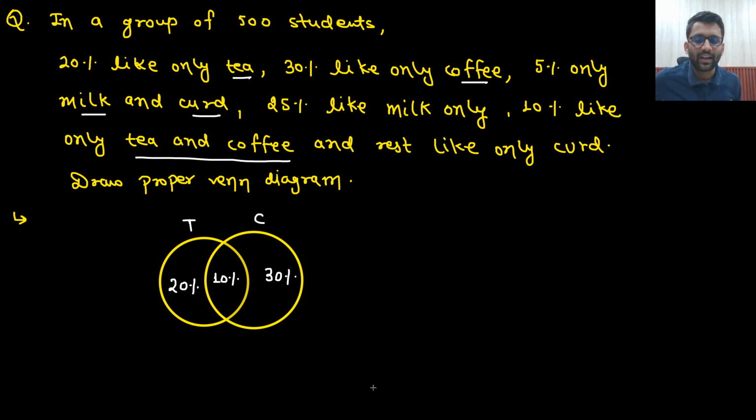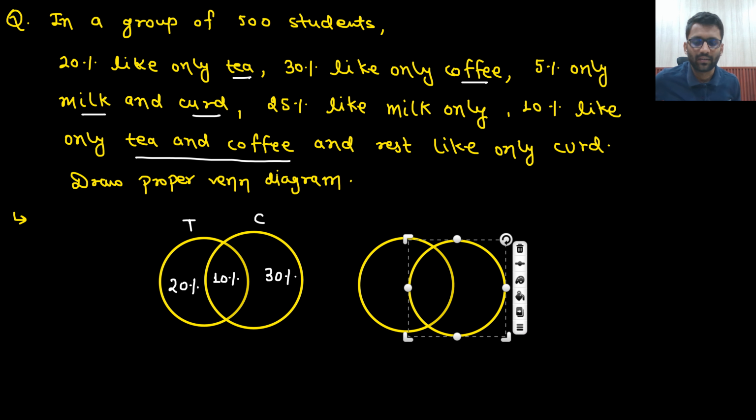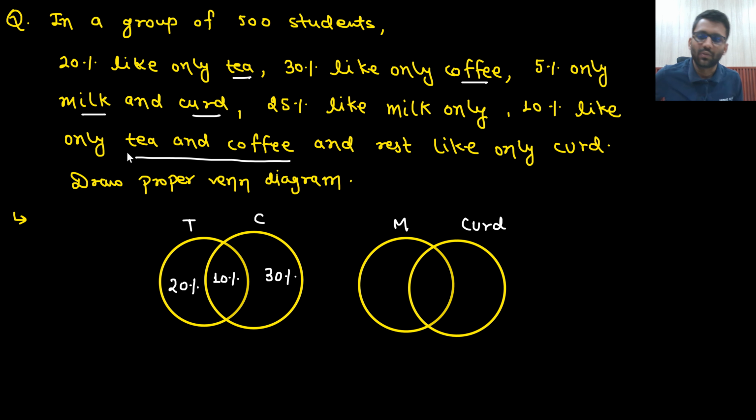5% like only milk and curd. So between milk and curd also there is a relation, so this also I will make. Milk and curd. So what is that? That 5% like only milk and curd.